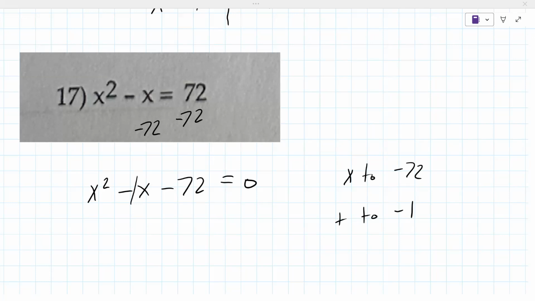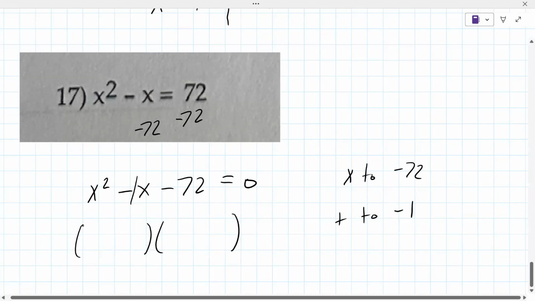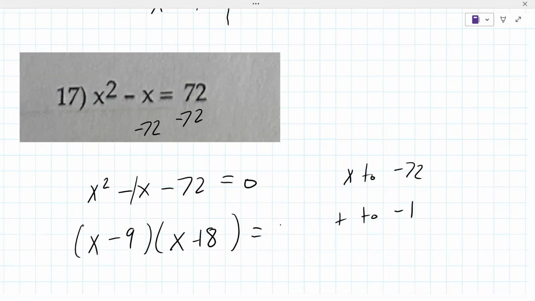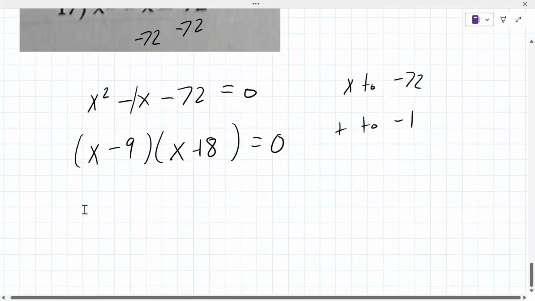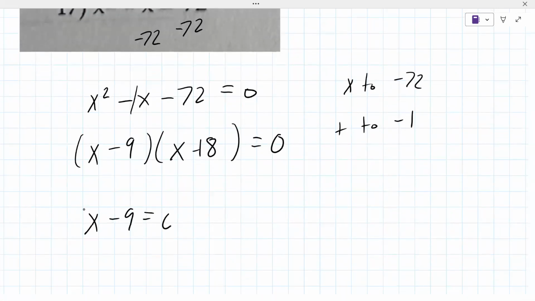How are you doing on this one? I think I got it. Okay, so -9 plus 8. Perfect. That's the hardest part. It really is. Come up with those two numbers. So now you set each of these equal to 0. X minus 9 equal to 0. X plus 8 equal to 0. So what are the final answers?